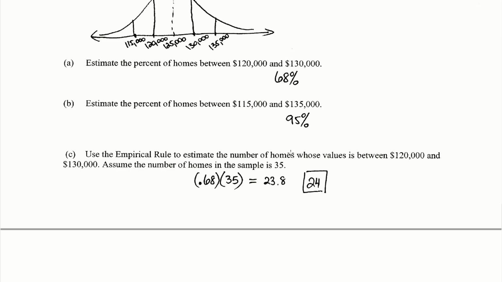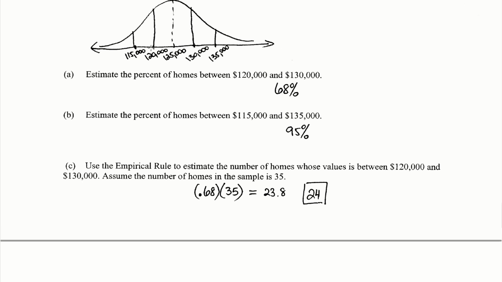And then as a follow-up, if they said, suppose that the sample was of size 35, how many of those homes would we expect to be priced between 120 and 130,000? Well, 120,000 to 130,000, that was 1 to the left, 1 to the right. We know that that's 68%. Therefore, we would expect 68% of our sample, or 68% of 35, that's 0.68 times 35, would give us about 23.8, or we would expect 24 homes from that sample to be priced between 120 and 130,000.